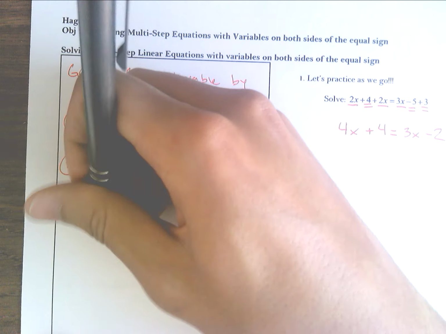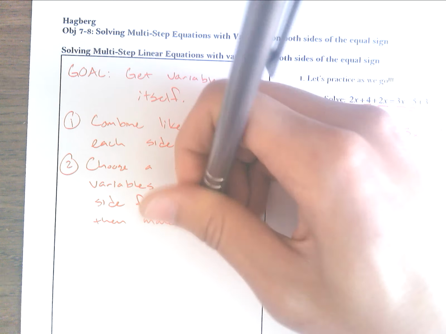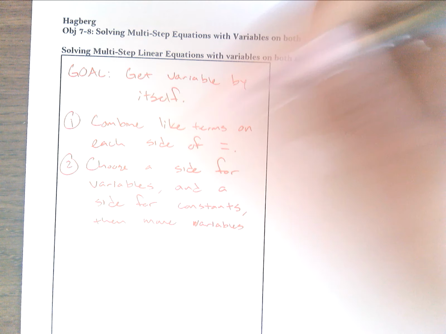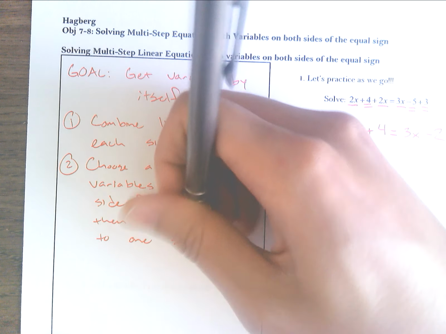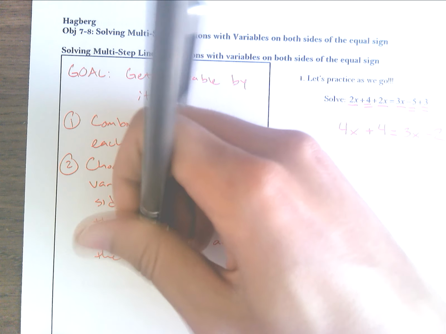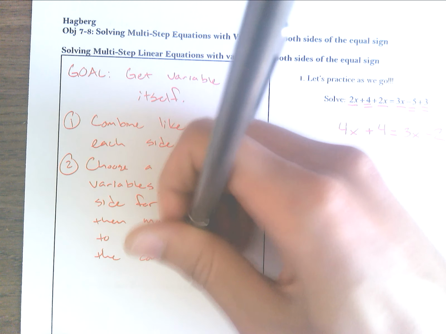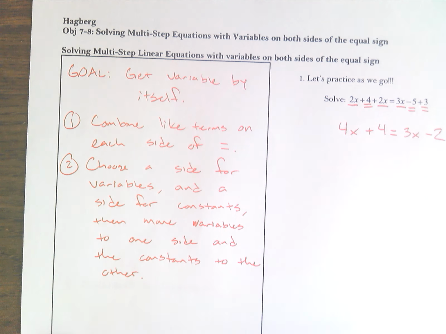And then we move the variables to that side, and the constants to the other. So we choose a side for the variables and we choose the other side for the constants. And then we move the variables to that side and we move the constants to the other side.